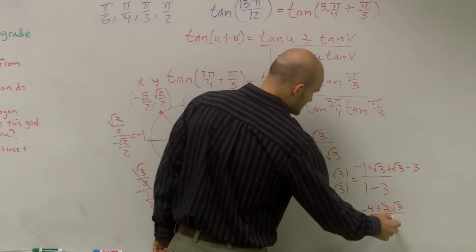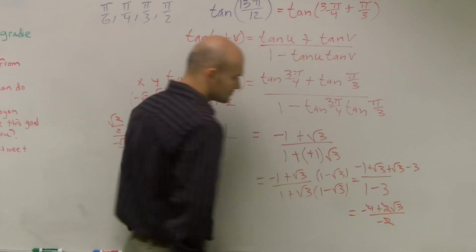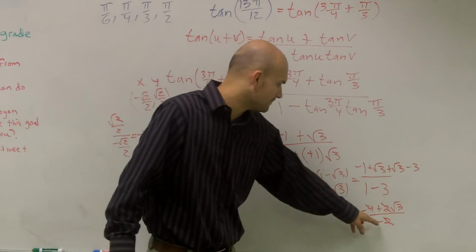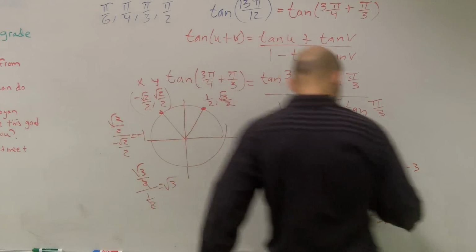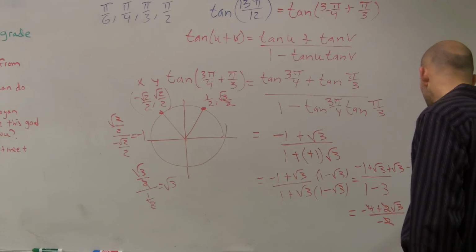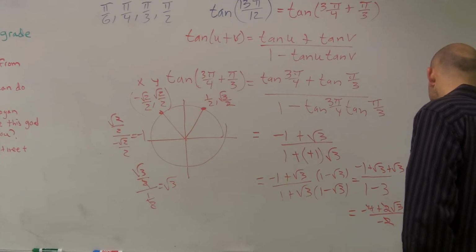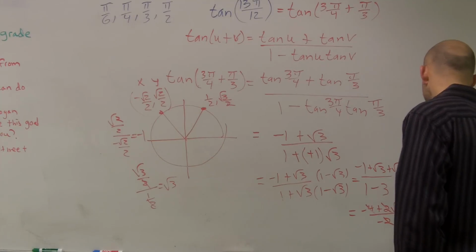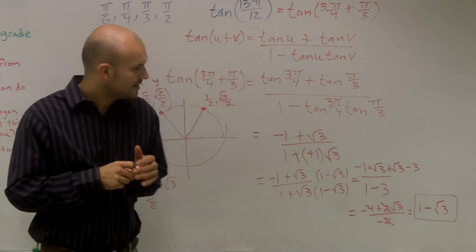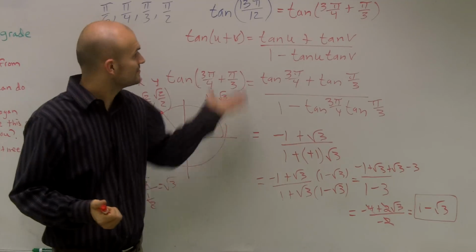Well, I can cancel out my 2's. And when I cancel that out, I'm going to get 1 minus radical 3. And that is your final answer for tangent.